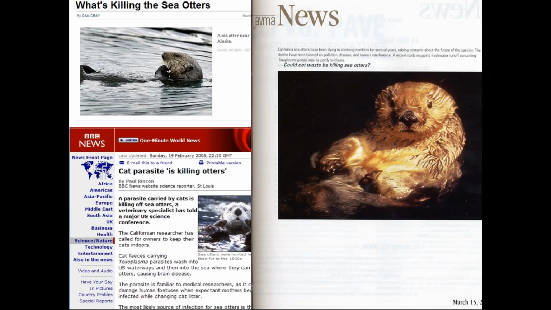This story gained a lot of press around the time when it first became known. This is just one of the articles that came out, and it resulted in quite a lot of response from the public about how to manage feral cats, and a real interest in determining how oocysts were actually reaching the ocean to infect sea otters.